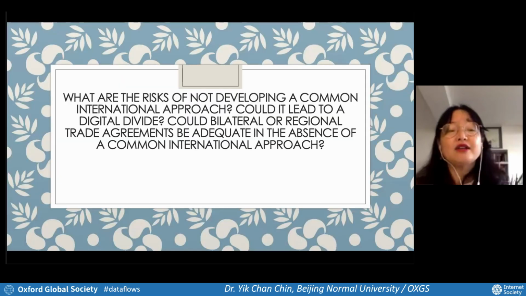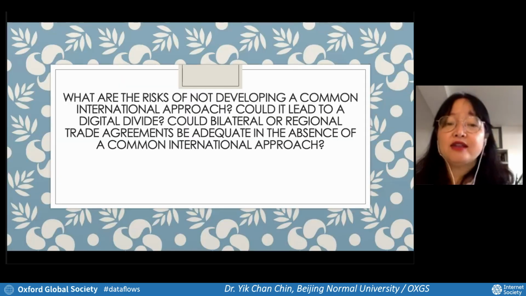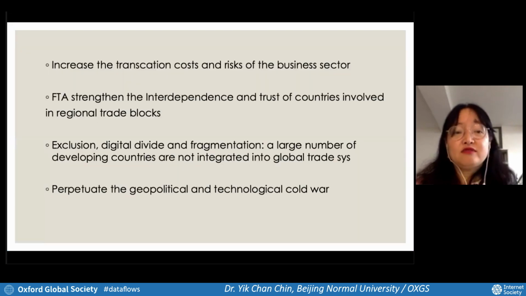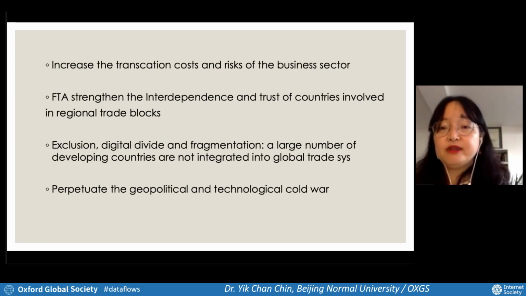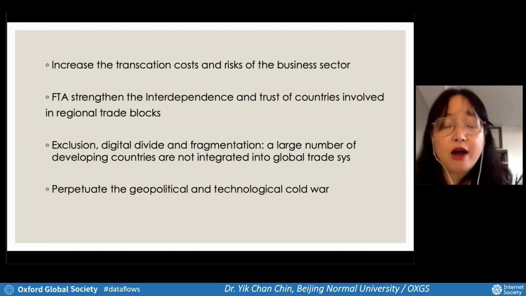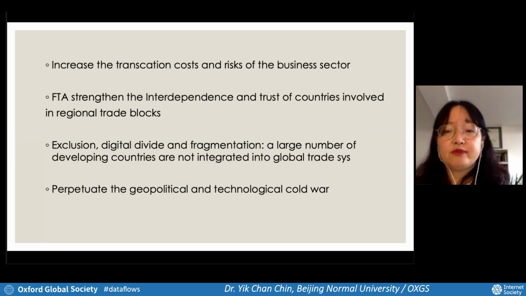So what are the risks of not developing a common international approach? There are several risks. First of all, of course, it increases the transaction costs and the risk for the business sectors, because without a common framework, if it's just bilateral agreements or regional agreements, or even country to country, company to company, this will increase the transaction cost and the risk for the business sectors.